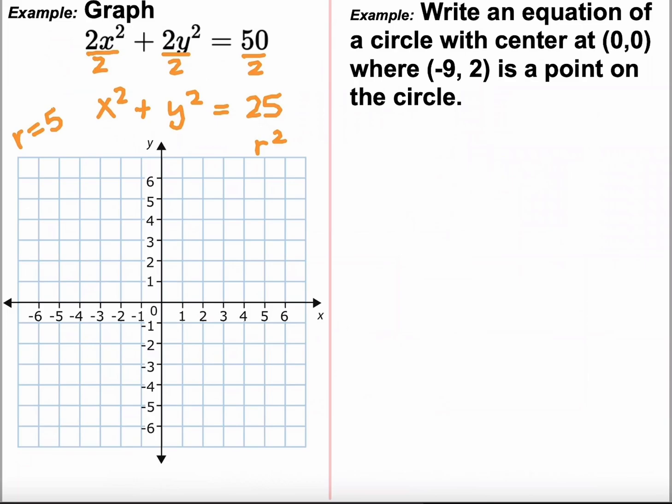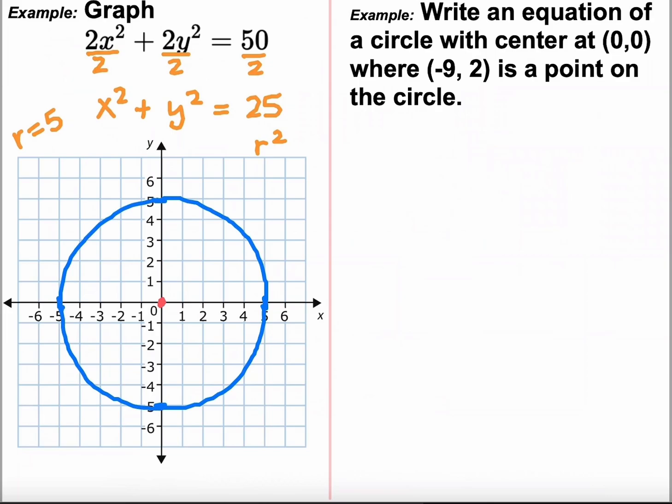So if I were going to draw that, remembering that my focus or my center is at 0, 0, I'm going to draw that with a radius of 5. So I'm just going to go 5 in every direction and do my best to draw a circle of radius 5. Just do your best.